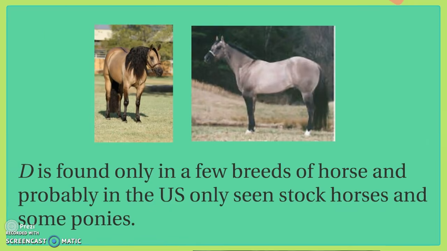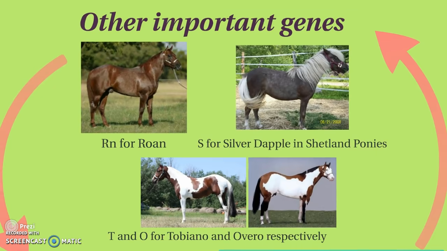D is found only in a few breeds of horses, and probably in the U.S. only seen in stock horses and some ponies. Other important genes that you should know and be familiar with are N for roan, S for silver dapple in Shetland ponies, and Rocky Mountain saddle horses too. T and O for Tobiano and Overo, respectively.